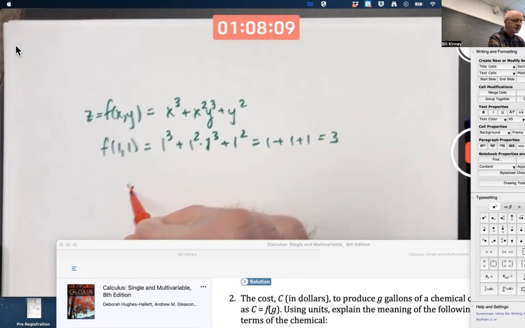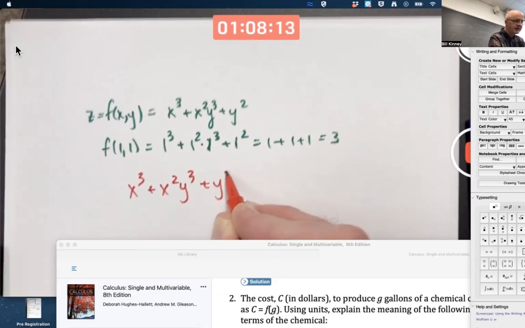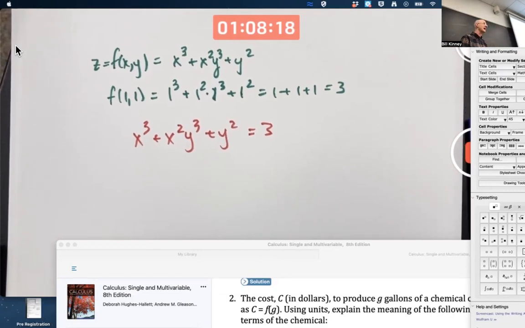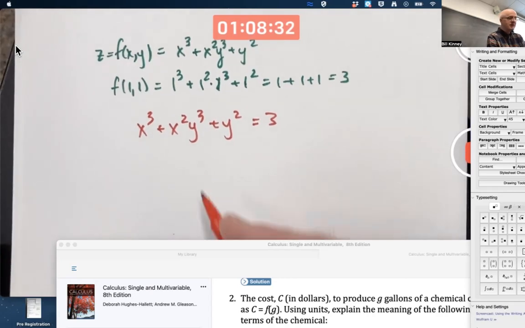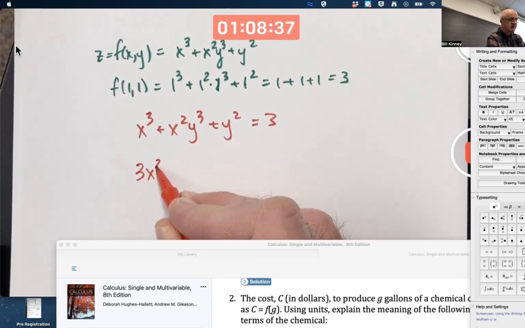So take this equation, x cubed plus x squared, y cubed plus y squared equals 3, and assume y is a function of x. Differentiate both sides using the chain rule and product rule, based on that assumption, and solve for dy/dx, and then plug in the point and see what slope we get. Hopefully it'll be close to -1. So you differentiate everything with respect to x. The derivative of x cubed is 3x squared.